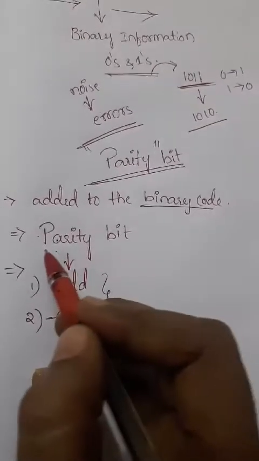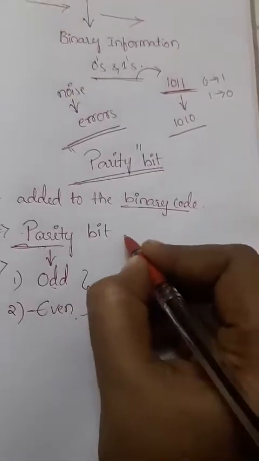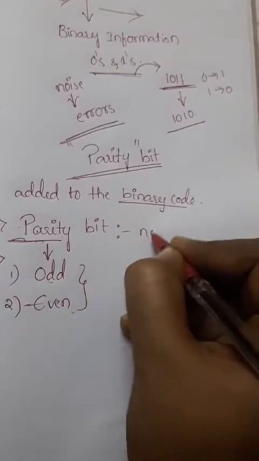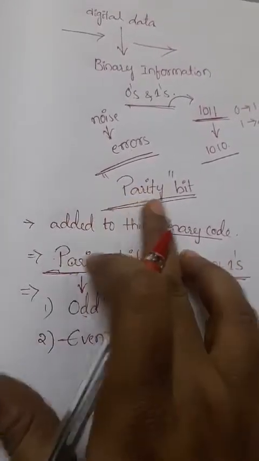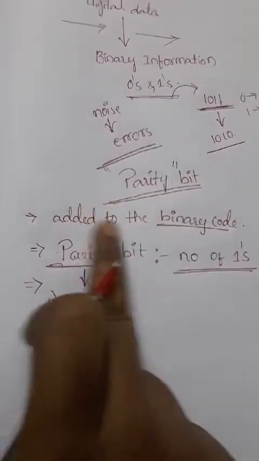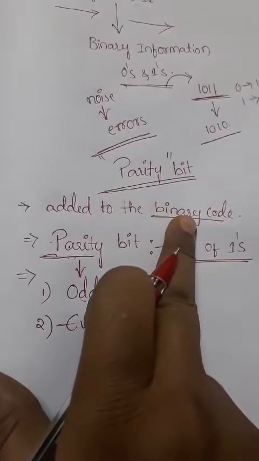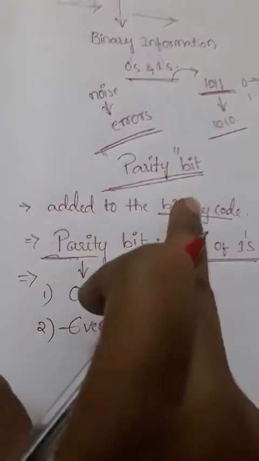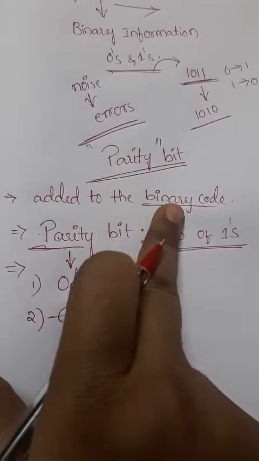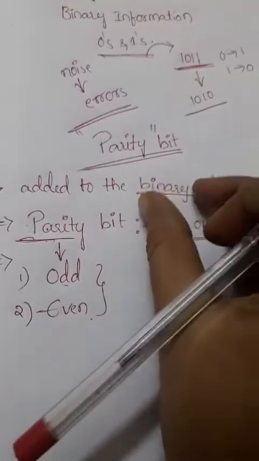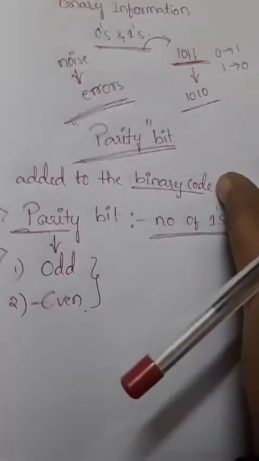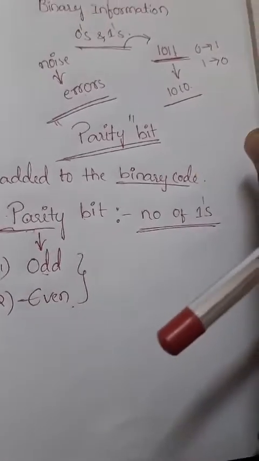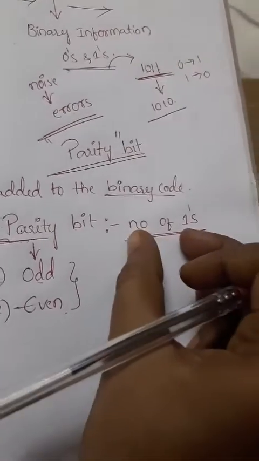Okay, so before discussing what parity means, we can calculate the number of ones. So what is meant by a parity bit? Actually, it is added to the binary code. A parity bit is a bit that is added to the binary code, to check whether the particular code we are having is in parity or not. So how to check it? By calculating the number of ones.